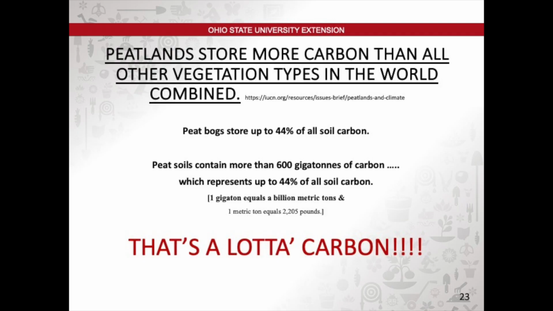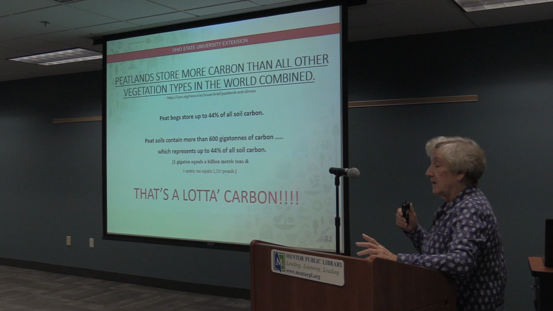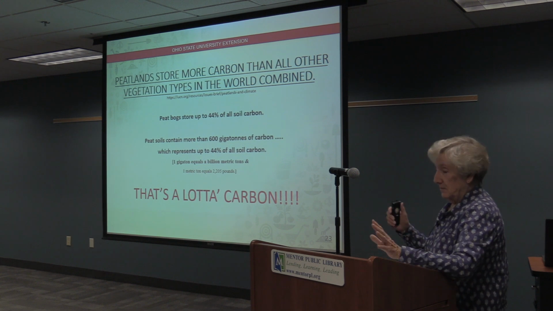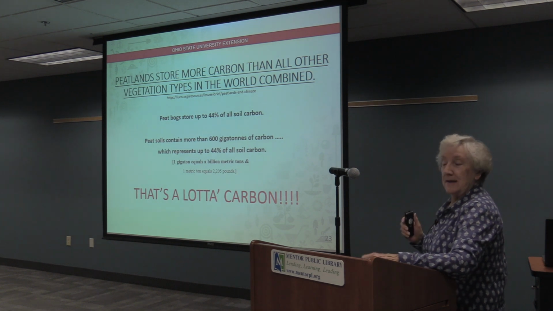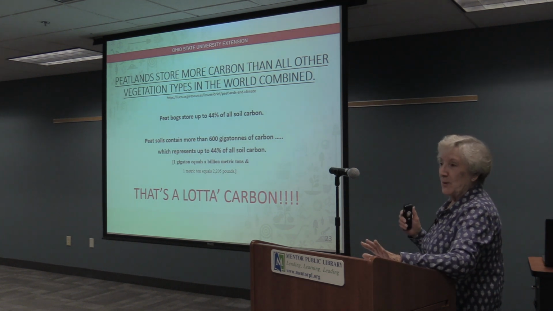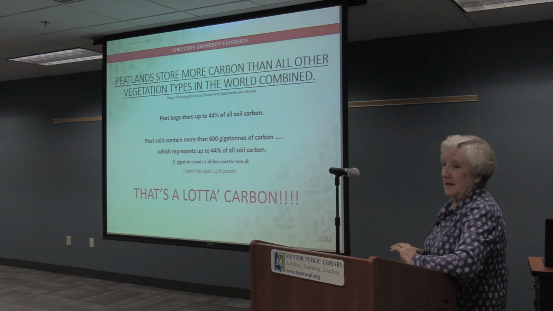Peatlands store more carbon than all other vegetation types in the world combined. Peat bogs store up to 44% of all soil carbon. I remember being very concerned about the Amazon. They're taking the trees down. We weren't necessarily wrong, it was a good idea and it's important, but this is even more important.